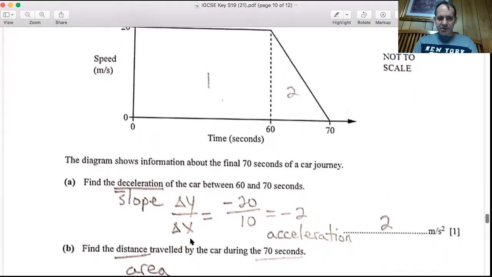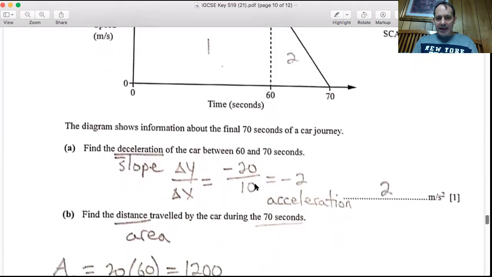So slope is your change in y over change in x. The change in the y value is from 20 to 0, so that's a negative 20. And then the change in your x value is from 60 to 70. That's only 10. So don't forget, you don't put 60 or 70. It's from 60 to 70, so it's 10 units. So that gives you a negative 2. And actually, this is a negative 2 acceleration. It wants deceleration. So the deceleration implies the negative.